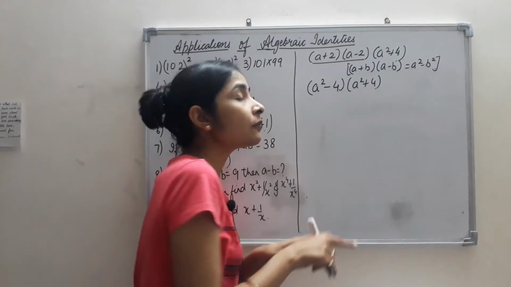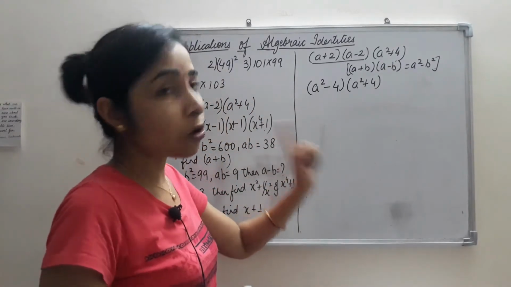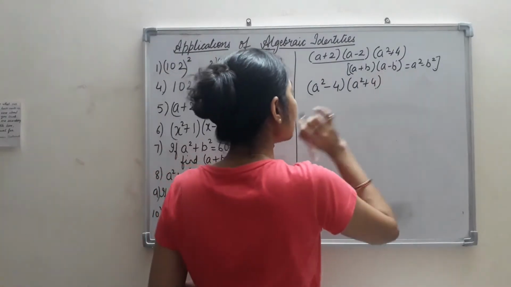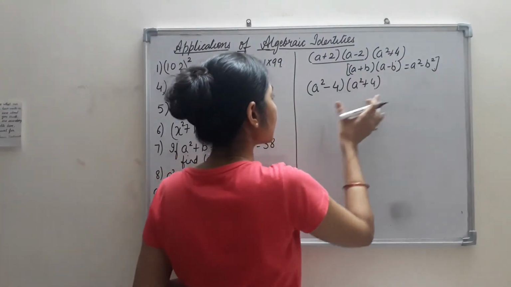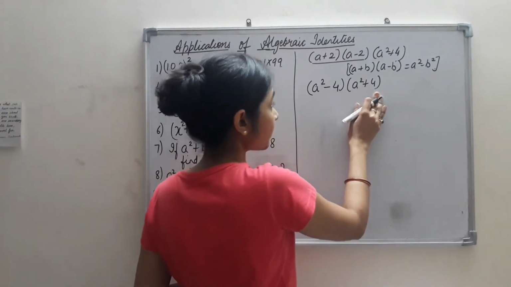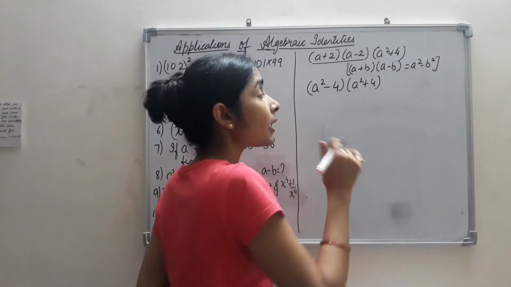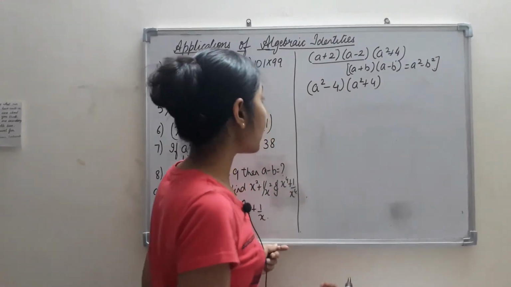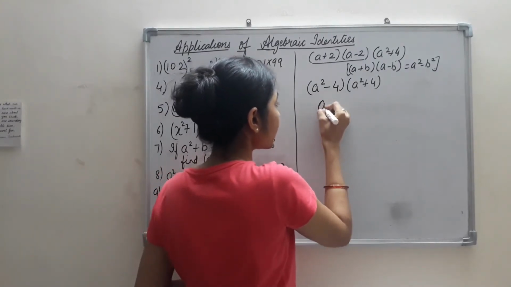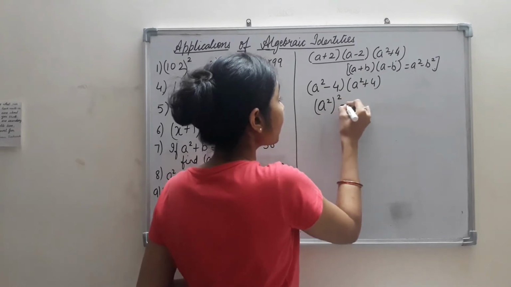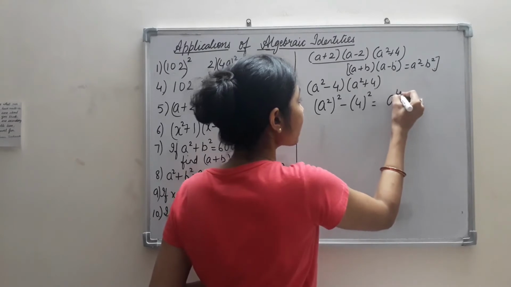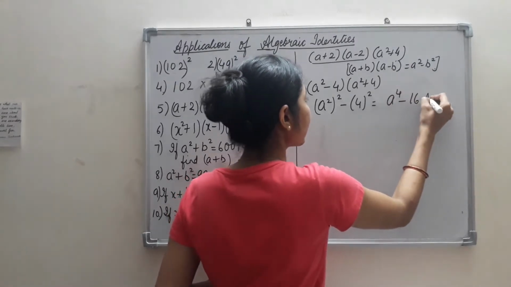Now again if you see carefully, then it is in the form of (a minus b) into (a plus b). So again using the same identity here, that (a square minus 4) multiplied by (a square plus 4). So what do we get? Again a square minus b square. So the square of a square is a raised to the power 4. So (a square) whole square minus (4) whole square, that is equal to a raised to the power 4 minus 16. That is our answer.